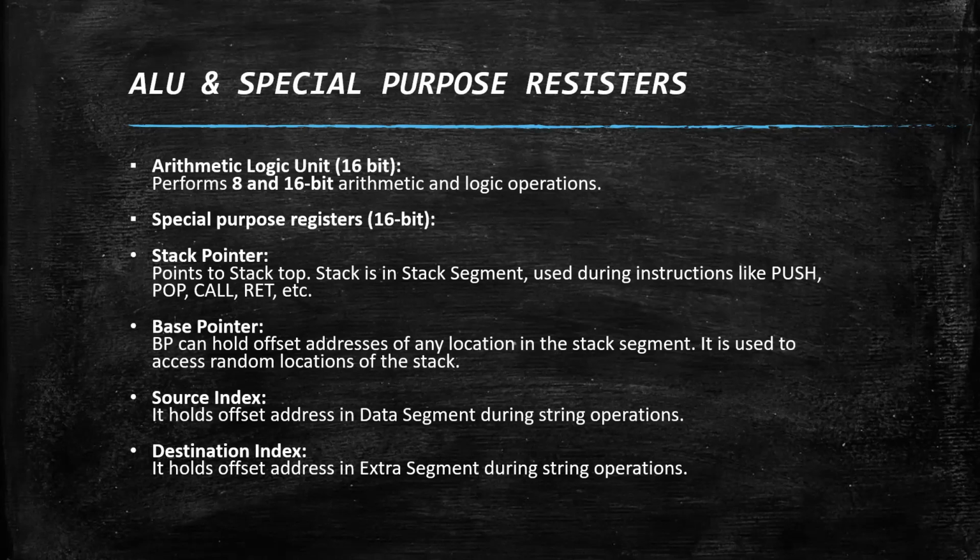We just discussed the general purpose registers like AX, BX, CX, DX. Now the further registers are special purpose registers. The stack pointer points to the stack top. The stack is a stack segment used during instructions like push, pop, and call. The base pointer can hold offset addresses of any location in the stack segment. It is used to access random locations of the stack. The source index holds the offset address in the data segment during string operations. The destination index holds the offset address in the extra segment during string operations.